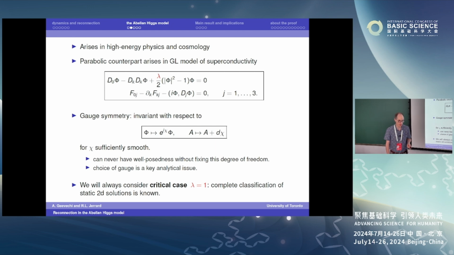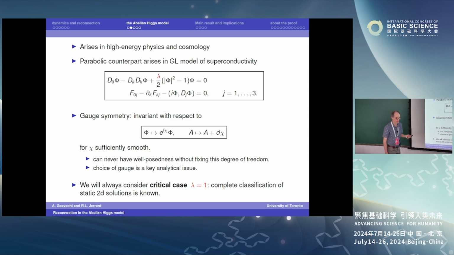And so the studies I refer to of cosmic strings from the 80s and 90s in the physics literature, the starting point of those studies is a consideration of the Abelian Higgs model and dynamics of vortex filaments in that model. Okay, this is a parabolic version of the above equation, which arises in the context of superconductivity.